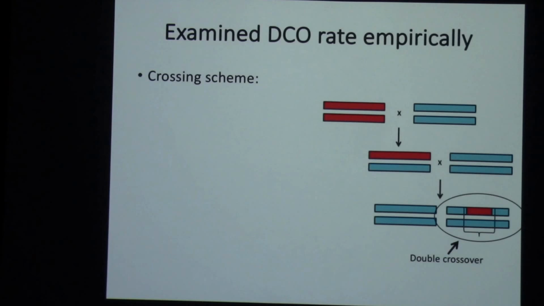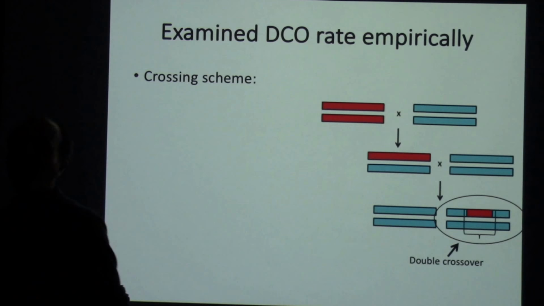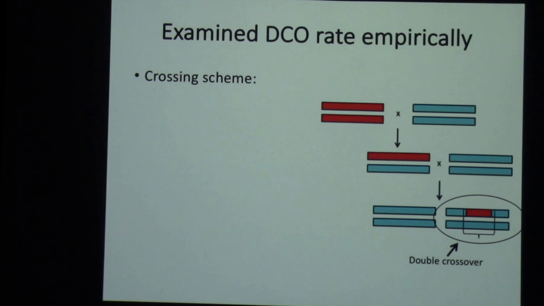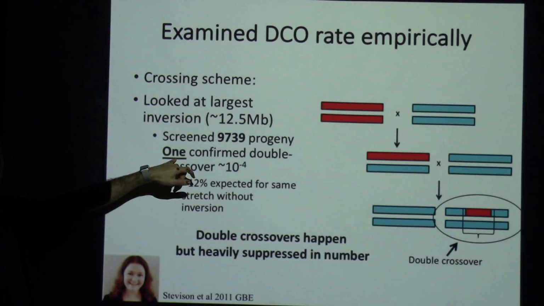So she crossed species 1 to species 2 to get the heterozygote. This is the inverted region. She basically just surveyed a marker just outside and two markers just inside the inversion. Unfortunately, poor Lori had to do this manually. She was looking at the largest inversion, which is about 12.5 megabases. She screened almost 10,000 progeny, one by one, PCR, run them out. And she found one double crossover.